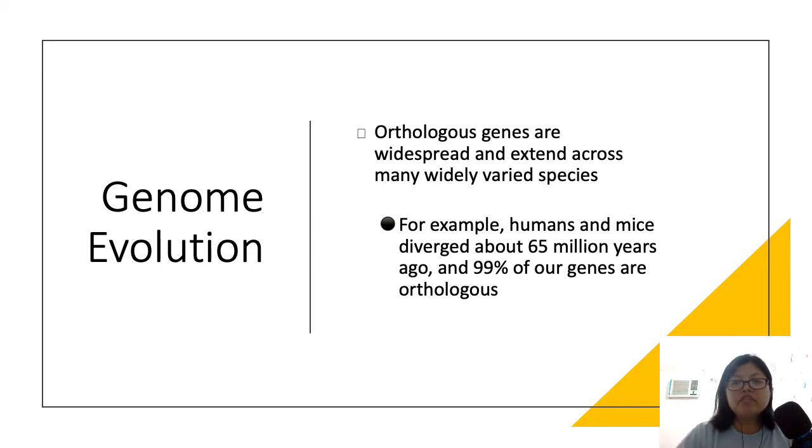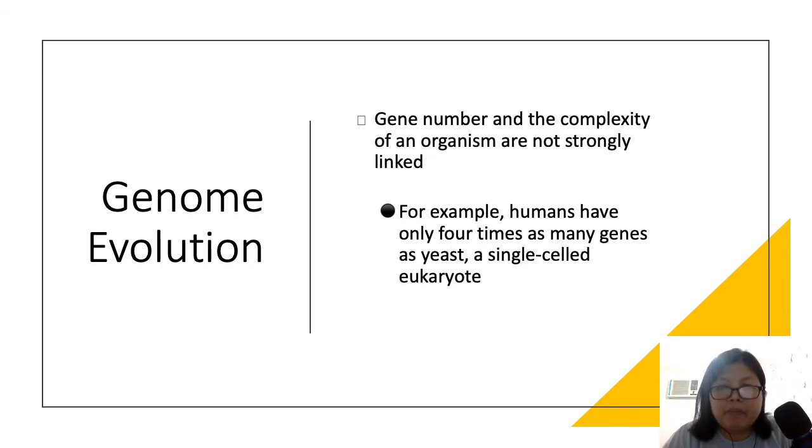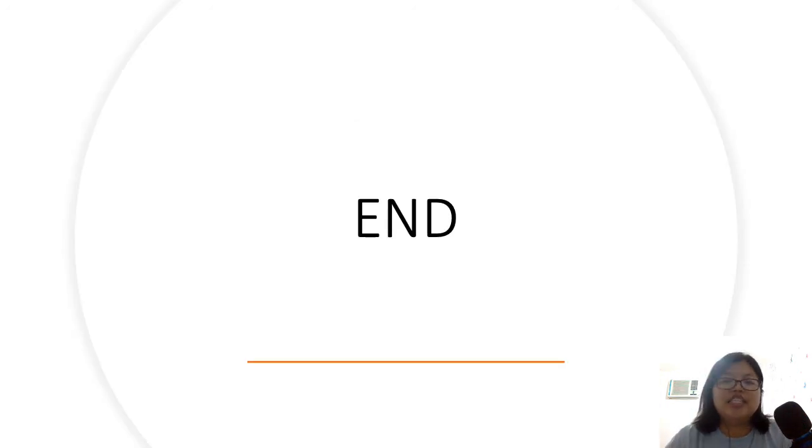Another thing you have to remember is that gene number is not proportional to the complexity of the organism. For example, humans only have 4 times as many genes as yeast. So we are far more complex than yeast, but our genes are just 4 times more than those of yeast. So it doesn't mean that if there are more genes, the organism is more complex. Okay? So that's it. We will be discussing the molecular clock in the next lesson.